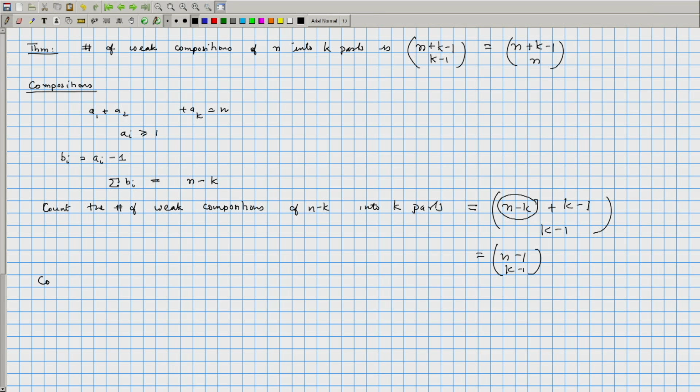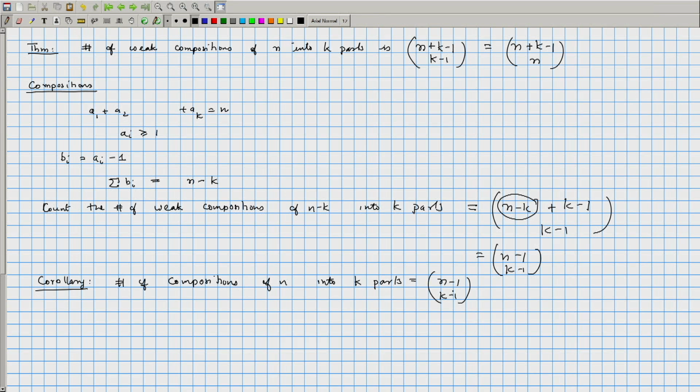So, you can write it as a corollary. Number of compositions of n into k parts is equal to n minus 1 choose k minus 1.